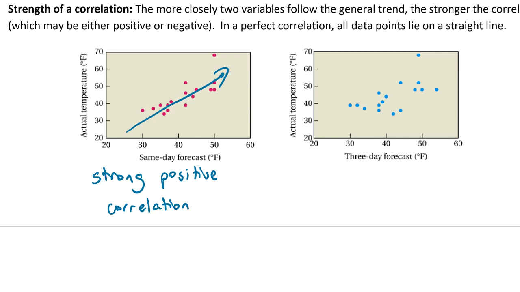All right, let's look at the second one. The second one, again, seems to be increasing, but the dots are a lot more scattered this time. It's a lot more spread out. They're not as close to the line. So in this case, we say it's a weak positive correlation. It's strong if the dots are really closely packed together. It's weak if the dots are spread apart.